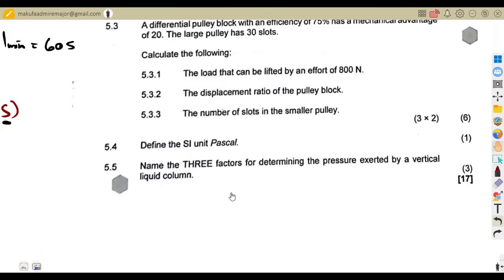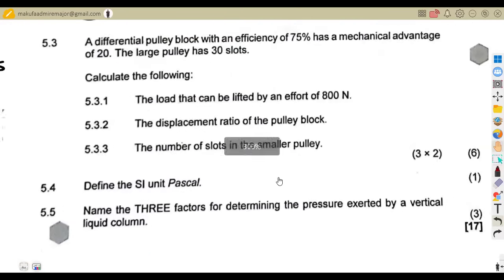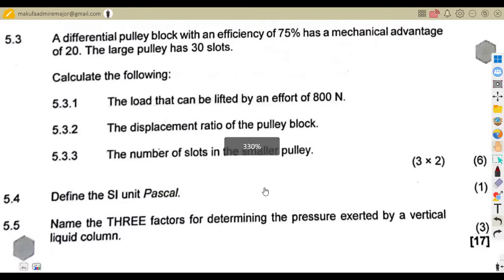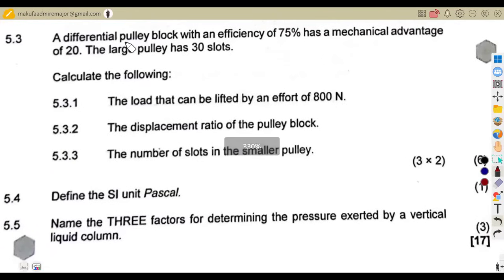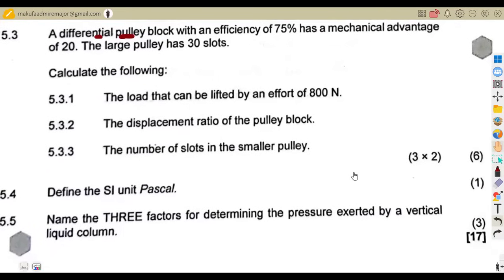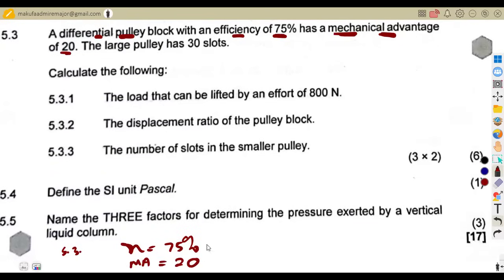Let's consider another part. 5.3, we are given a differential pulley block in this case. All right, so we've got a differential pulley block. You must also understand your diagrams and so forth. There we are given that it has got an efficiency of what? 75%. So the efficiency of this is 75%, and it has a mechanical advantage of 20. The mechanical advantage there is 20.